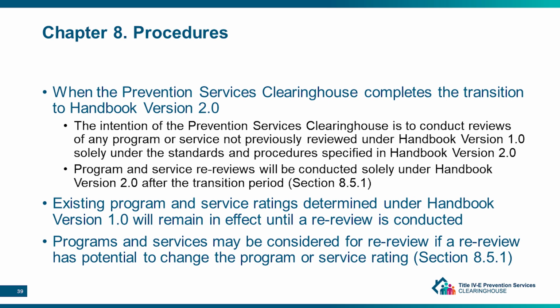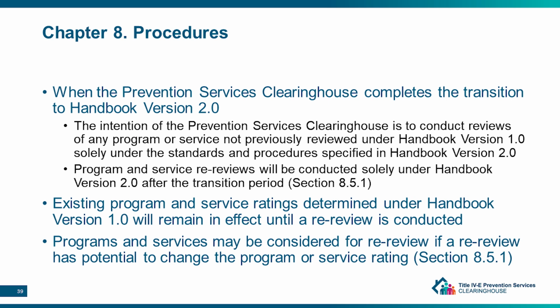The version of the handbook used to conduct a review or re-review of a program or service will be clearly stated on the working list and on the program or services review page on the Clearinghouse website. The Prevention Services Clearinghouse intends to conduct program and service re-reviews solely under Handbook version 2.0 after the transition period, section 8.5.1. The intention of the Prevention Services Clearinghouse is that all existing program and service ratings determined under Handbook version 1.0 will remain in effect until such time that a program or service re-review is conducted.